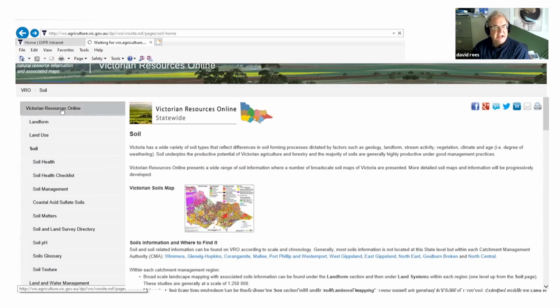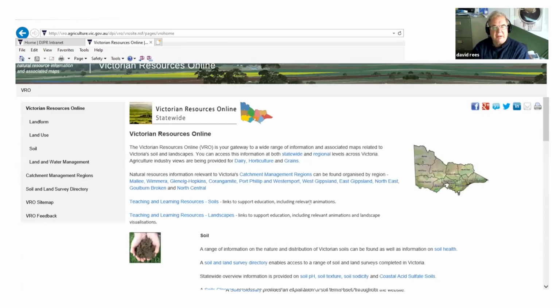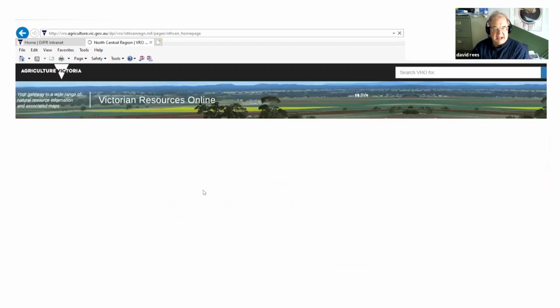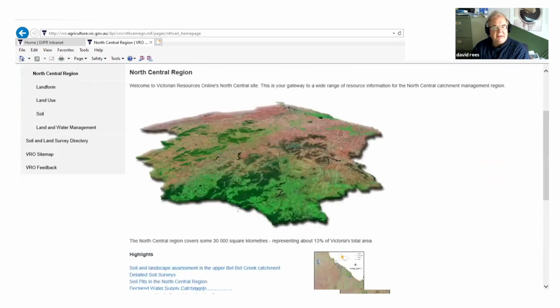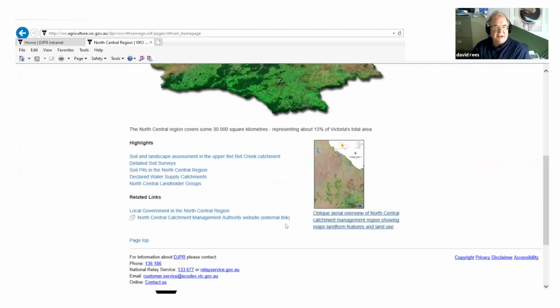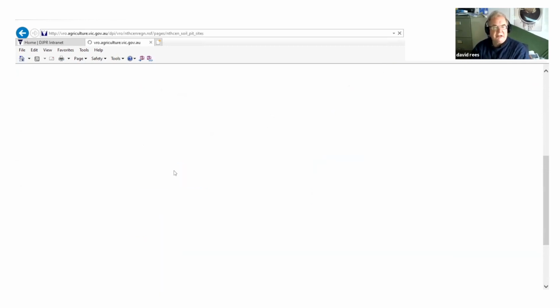We'll go back to the first page and just go back to our division of 10 catchment management regions, CMAs, and just say, okay, where are we looking, where do we want to go? So, for example, if we go to North Central, which covers Bendigo and Rebecca's area, we can see that we've got an image there which shows various things, and then there's various specific things, and you can see there that one highlight there is soil pits in the North Central region.